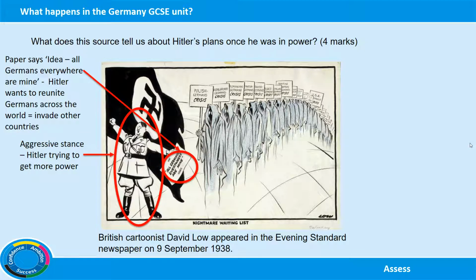Remember, one of his aims when he comes to power is to unite all German-speaking people. Now, how do you unite all German-speaking people? Well, you quite simply have to invade other countries. That's the only way that is going to happen. But you could also link this in with the idea of Lebensraum, so living space. Hitler wants to expand Germany so that all Germans have somewhere to live.